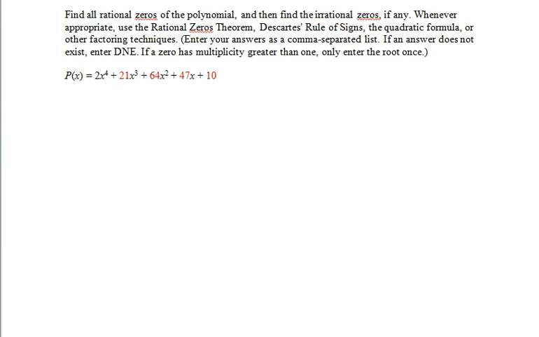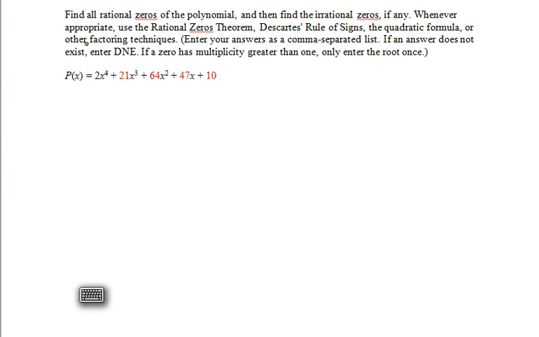Here we're given the polynomial p of x equals 2x to the fourth plus 21x cubed plus 64x squared plus 47x plus 10, and asked to use all of the tools that we've been studying to find all real zeros. And so we are going to be using Descartes' rule of signs. If you have not watched the video on Descartes' rule of signs, please do that first and then return to this video.